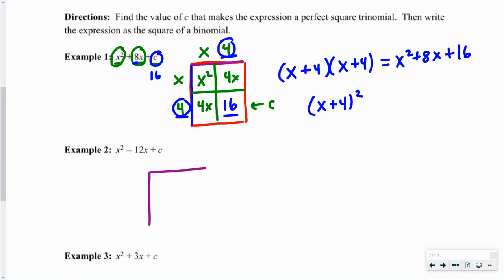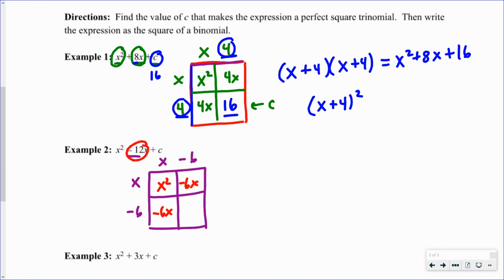So again, we're trying to make a square. Those two dimensions have to be x and x. And now we're going to take the middle term and divide it by 2, so -6 and -6. And then we're just going to complete our area model by multiplying. x times x is x squared, -6x, -6x. If we add those together, we get -12x. And then this last box, which is going to be the c value that we have to add to make this a perfect square, is -6 times -6, which is 36.